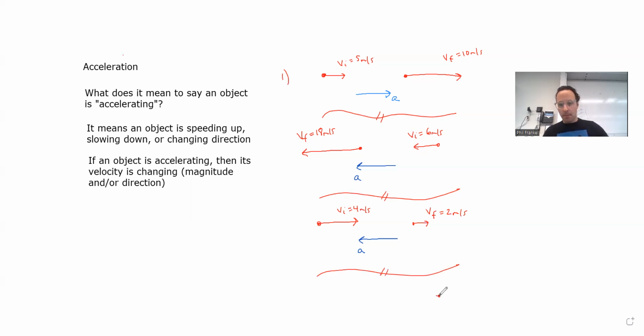Or perhaps the object had an initial velocity of, let's say, 10 meters per second to the left, and a final velocity of 2 meters per second to the left. So it started moving to the left. It ended up moving to the left slower. This means the object was accelerating to the right.